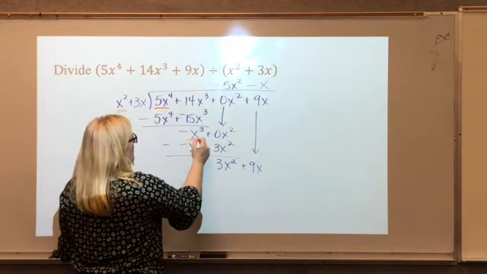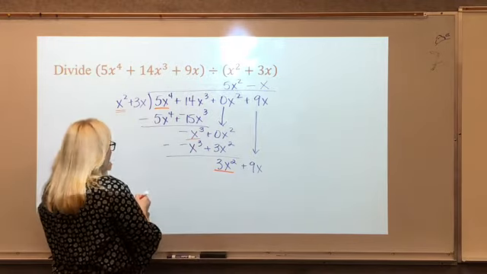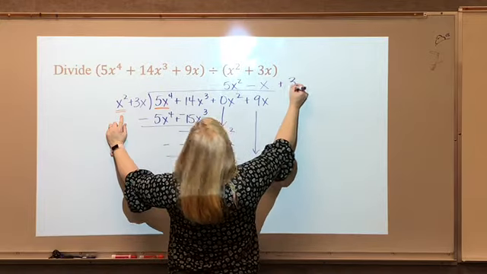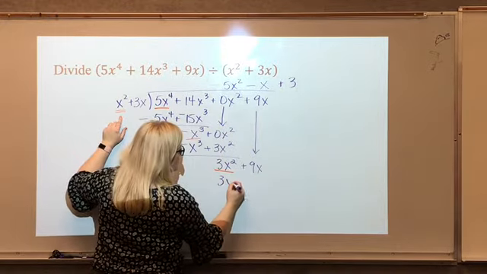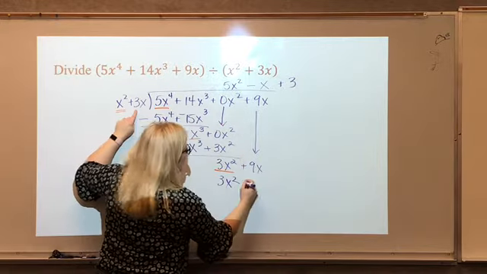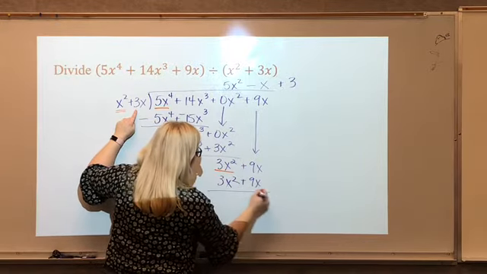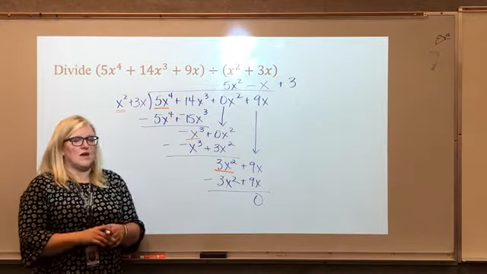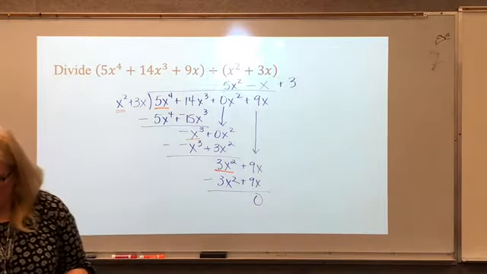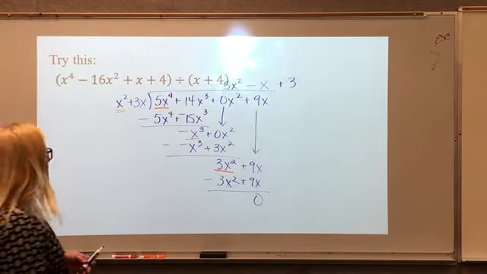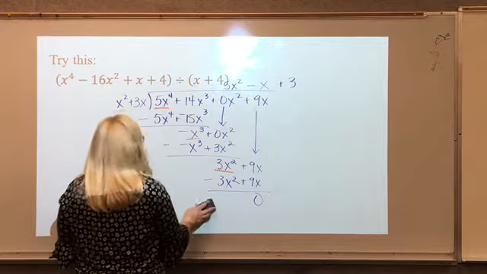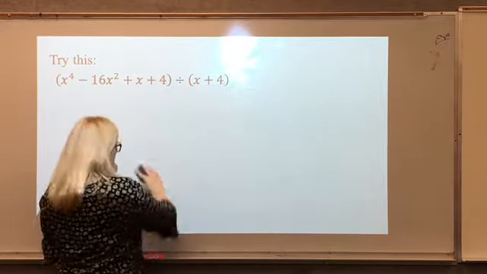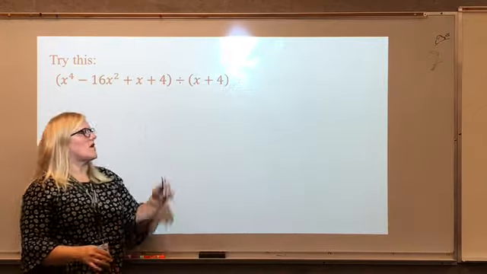I didn't underline that one before. Okay. What times x squared gives me 3x squared? Well, a 3. So 3 times x squared is 3x squared, and 3 times 3x is 9x. And when I subtract these, I get 0. So there's no remainder. All right. So now I would like you to try this one, and we will do this one on the next video.